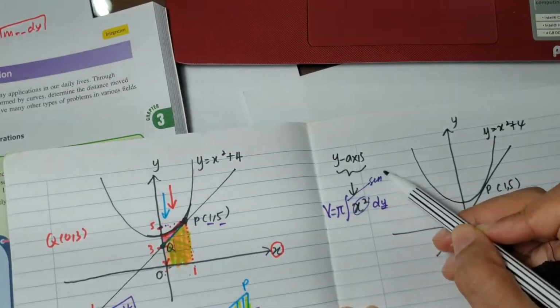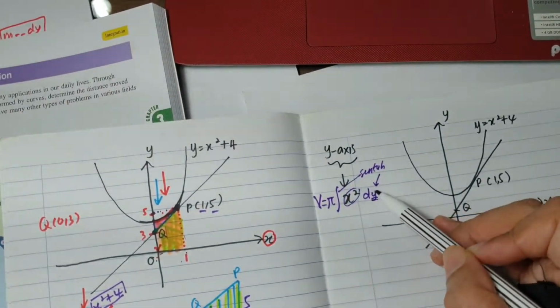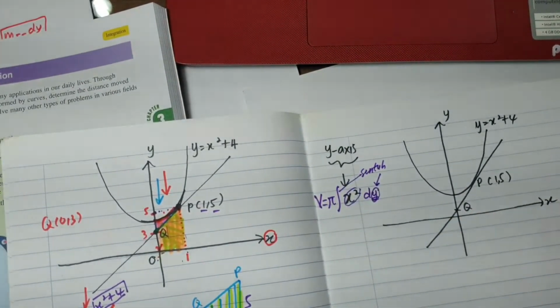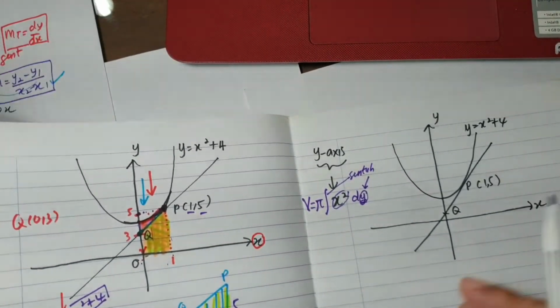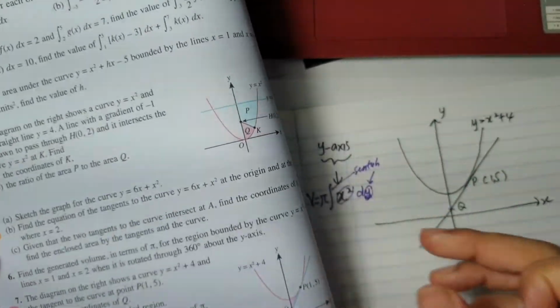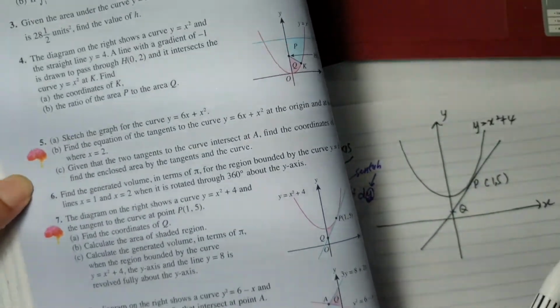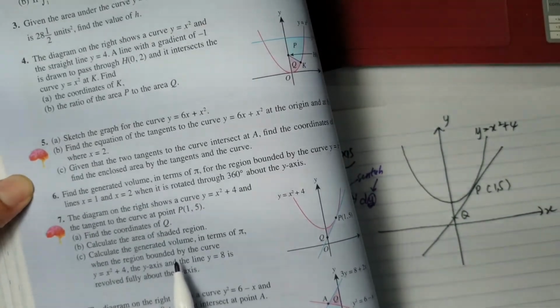As for sentuh, ingat lagi cara nak ingat. Sentuh apa? Sentuh part CY, the y-axis. Right? Okay, so once again, let's read the question lagi sekali. Kita nak tengok kat mana shaded region tu. Region tu yang mana? Okay, soalan kata, calculate the volume when the region bounded by the curve.